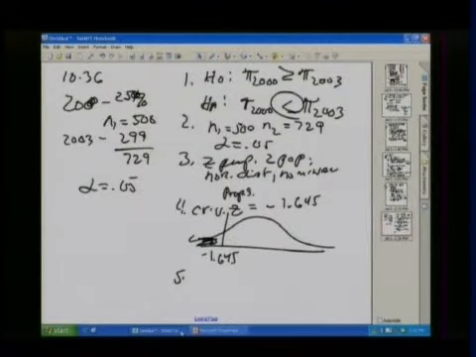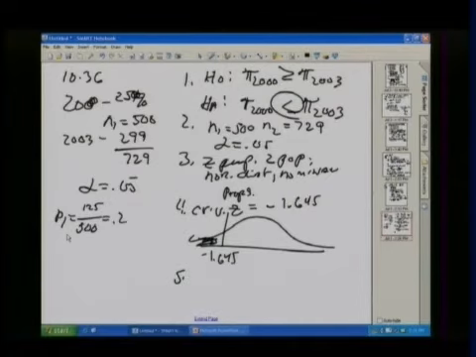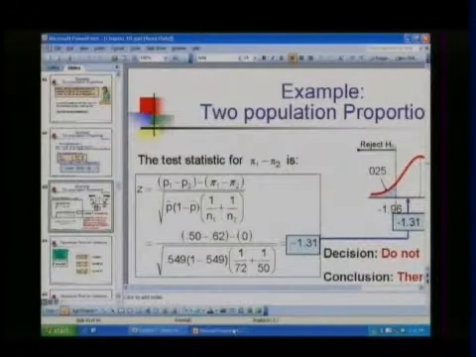Okay, so to find my proportions, I would take 25% of 500. So P1 equals 125 out of 500. That's 25%, which is what they told me. Okay? And P2 equals 299 over 729. So that's how we'd find the other proportion. So one of them is going to be 0.25. The other one is going to be 299 divided by 729.